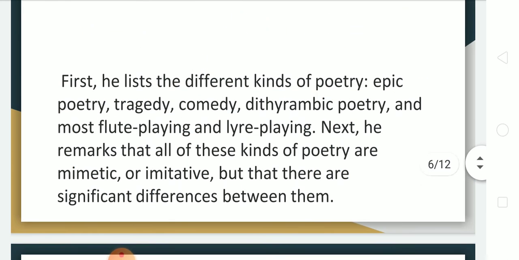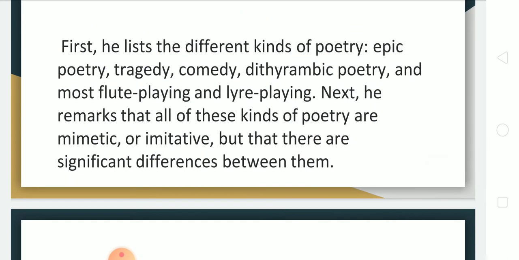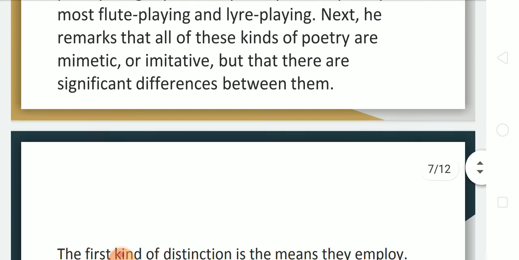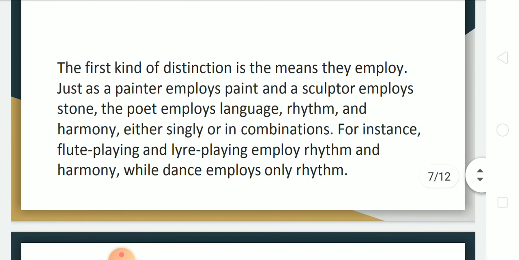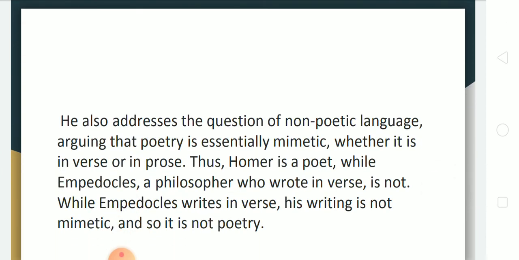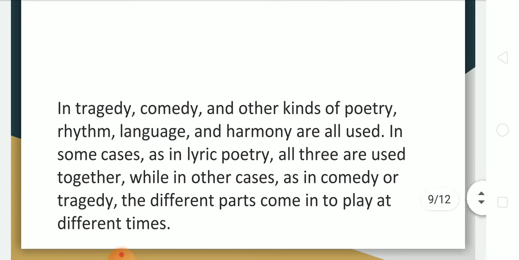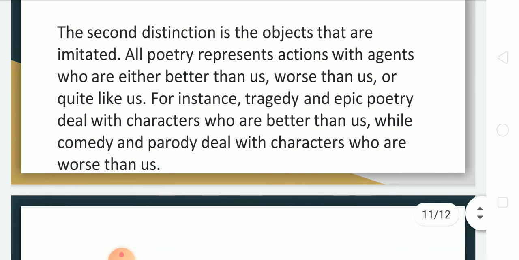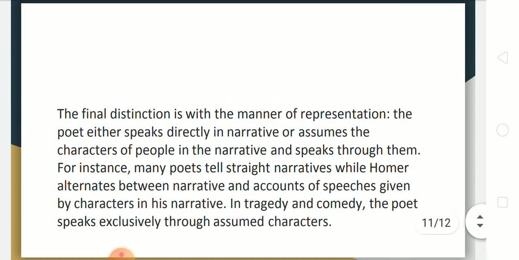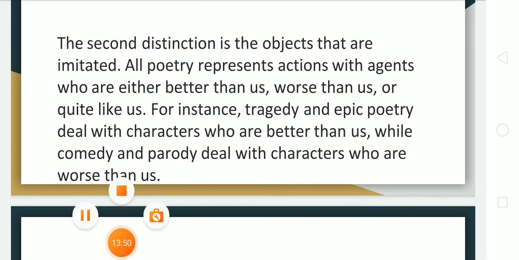The poet says that there have been many kinds of poetry, that can be epic poetry, tragedy, comedy, dithyramb, flute playing, lyre playing, etc., and all should be mimetic or imitative, and there are differences in all kinds of poetries. The distinctions are in the means of the poetry, in the agents or objects of the poetries, and in the manner of representation. These are the distinctions which he mentions in the first three chapters. In the coming lectures we will try to summarize more traits or qualities of the coming chapters.